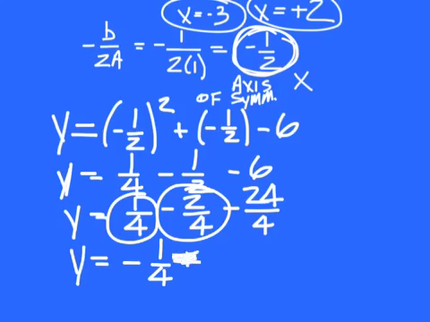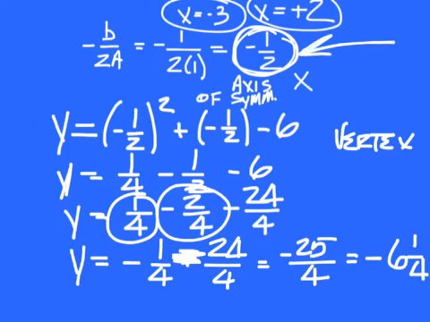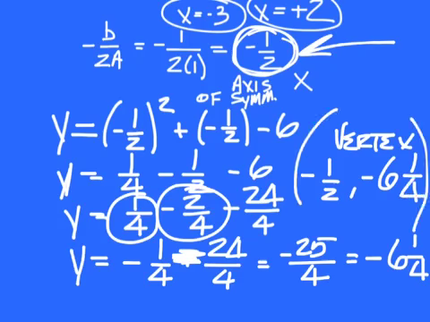Minus 24 over 4. That'll give me negative 25 over 4. And you have to convert this to a mixed number so that you can easily plot it on the graph. 4 goes into 25 6 times with 1 left over. So there's your y value, which means your vertex is going to be what we found here, negative 1/2, and the y value is negative 6 and 1/4.